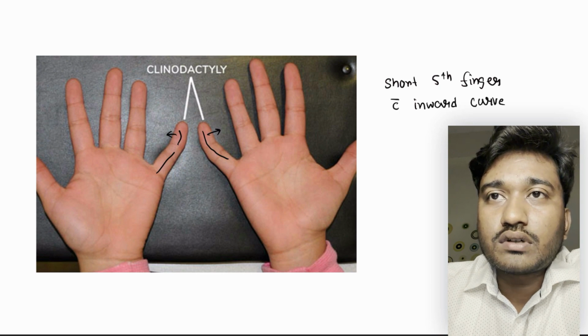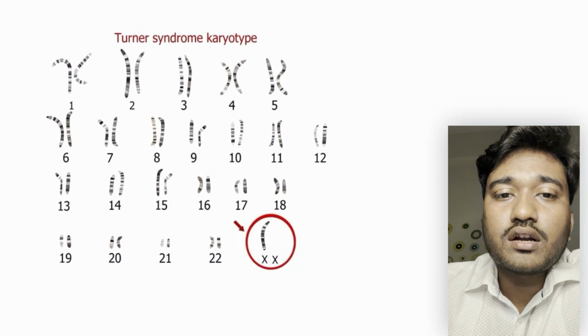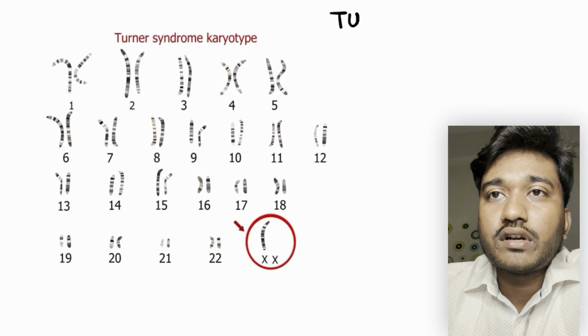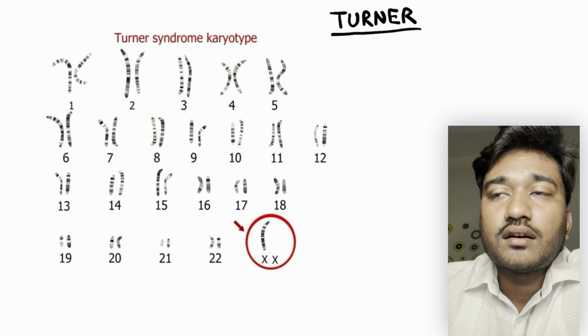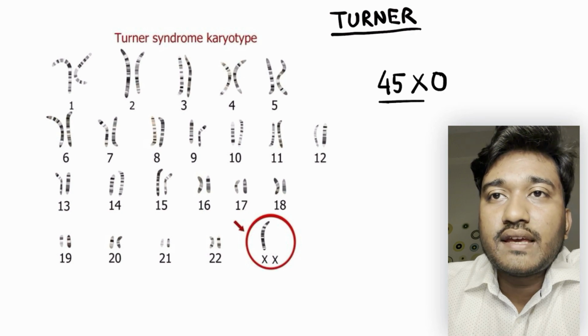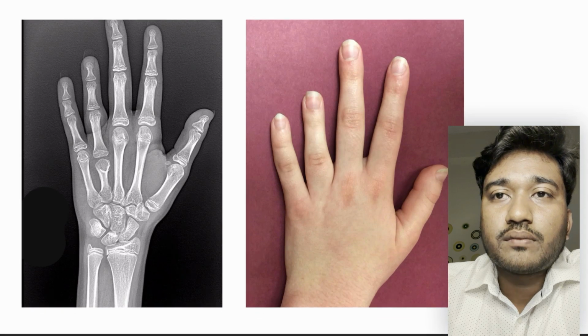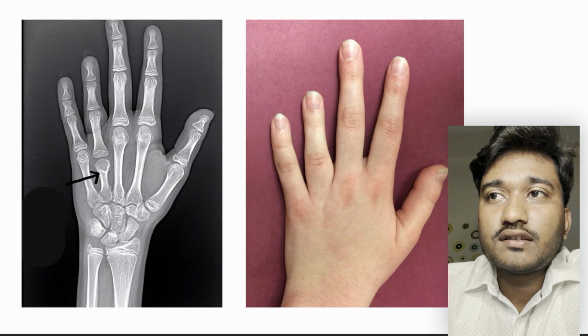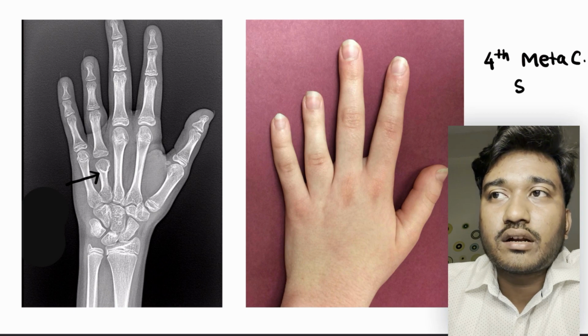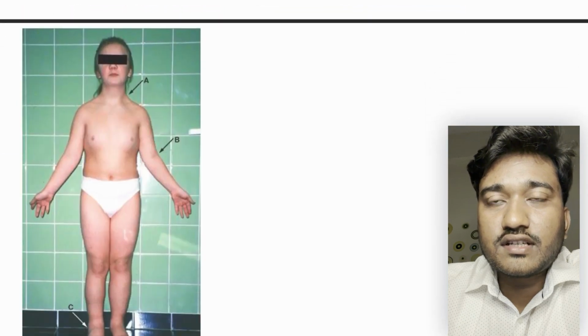So now let's talk about Turner syndrome. What you will find in Turner syndrome is a 45,X0 karyotype. This is the karyotyping of Turner syndrome. The most characteristic thing that you will find in the hand is a short fourth metacarpal, and also there is short stature.